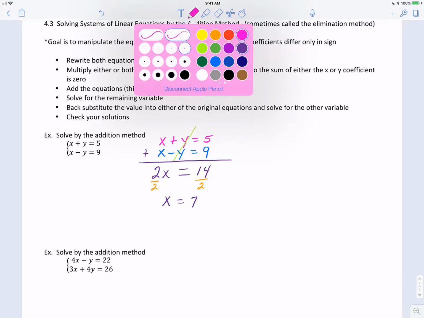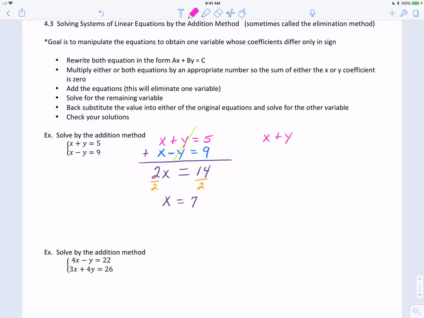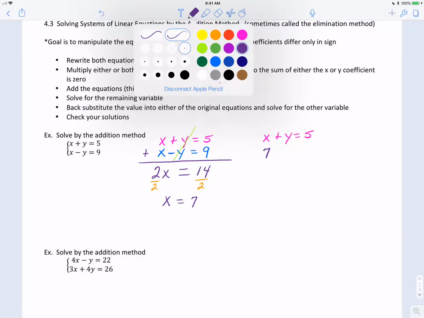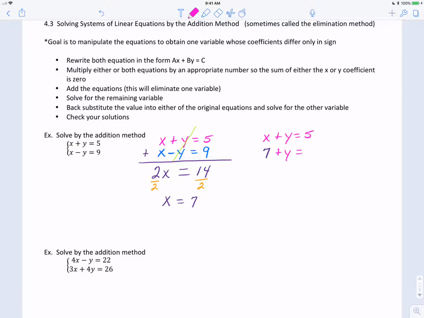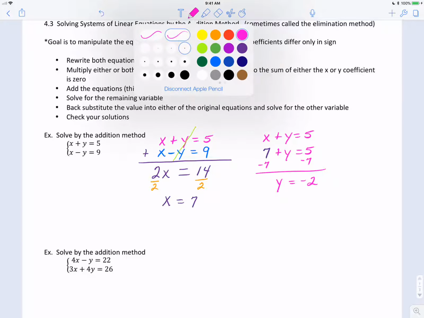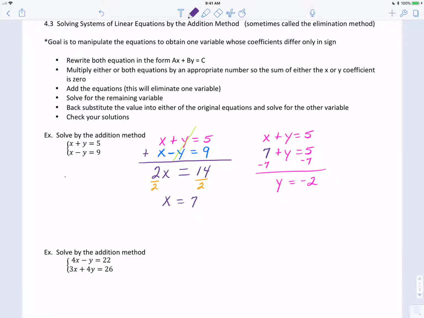Now that we know what x is equal to, we can go back and take one of these original equations. I'll put the 7 in for x, since we've already solved for it, and then we can solve for the y variable. If we subtract that 7 from both sides, we get y is equal to negative 2. Remember, our solutions are always ordered pairs, and ordered pairs always start with the x value. In this case, that would be a 7. The y value is a negative 2. So that is the answer, that ordered pair that satisfies both of those equations.